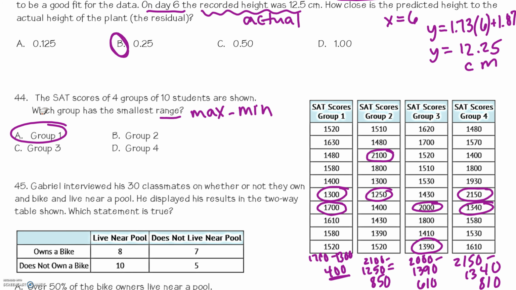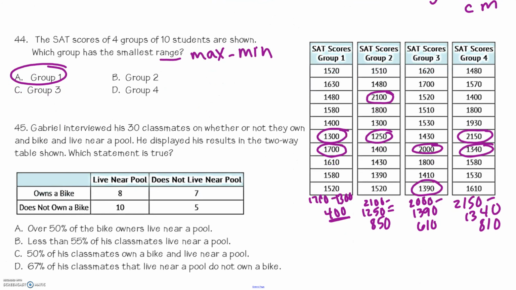All right, so number 45. Gabriel interviewed his 30 classmates on whether or not they own a bike and live near a pool. He displayed his results in the 2A table below. Which statement is true?